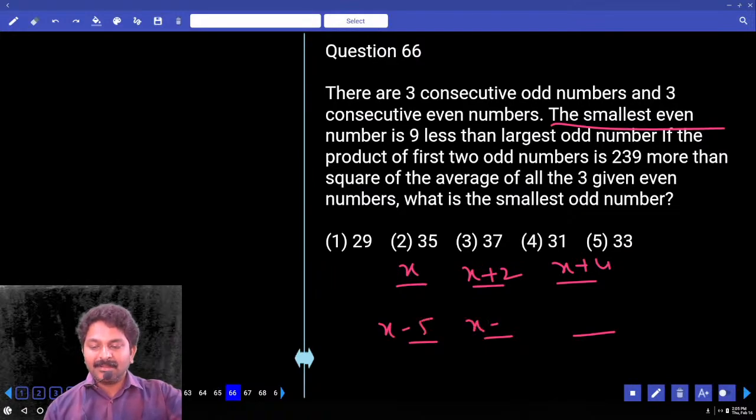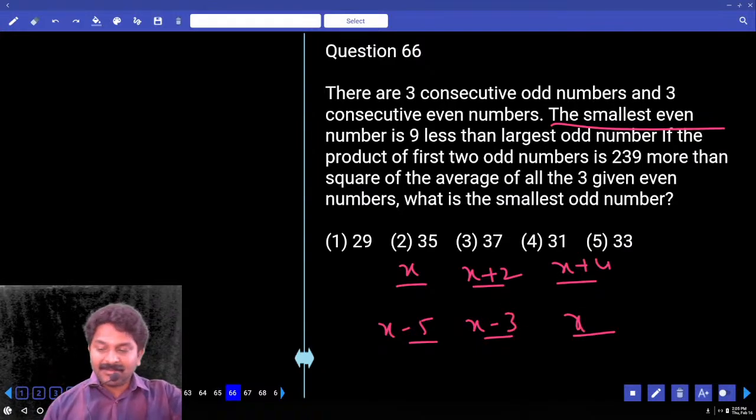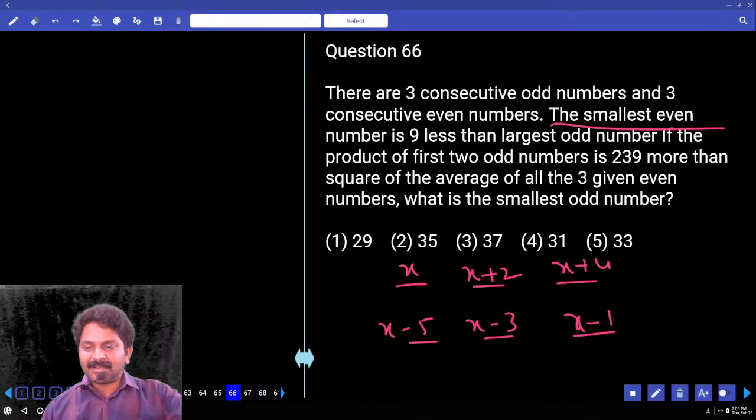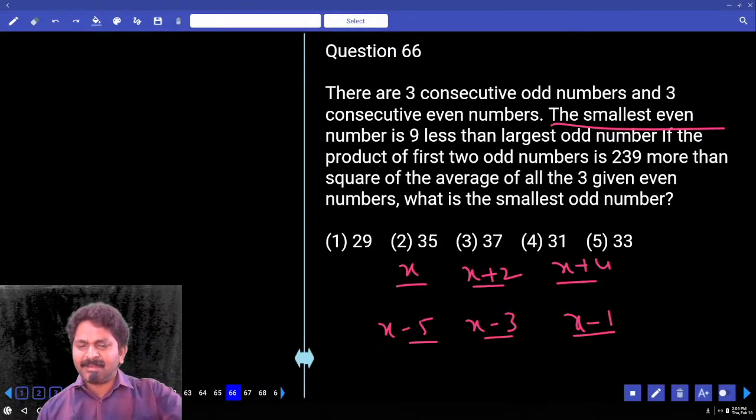Next odd, x minus 3. We need to add 2, right? X minus 1. These are our numbers. Now consider the next statement.